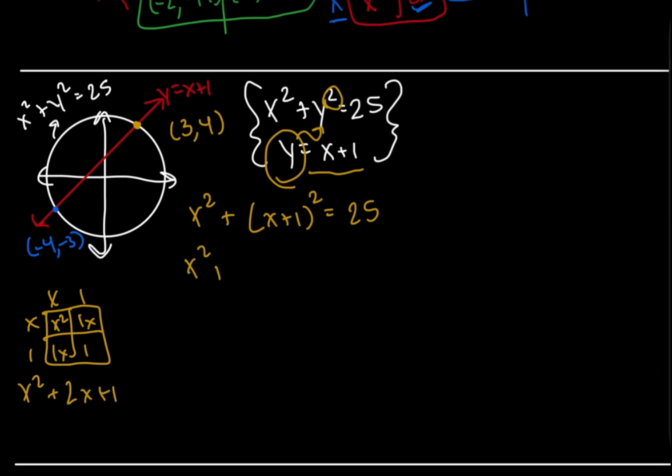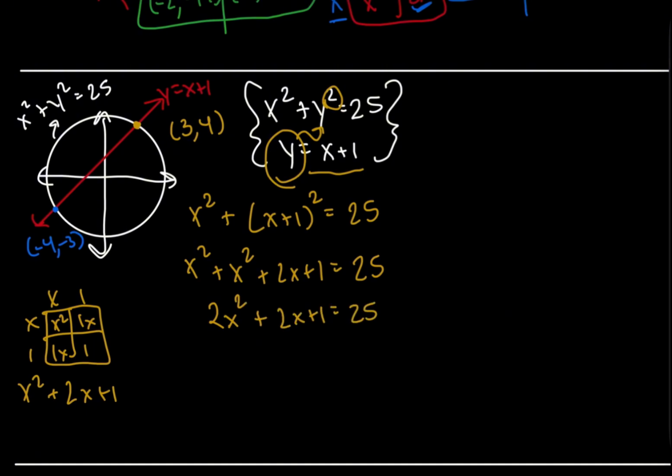So x squared plus 2x plus 1 is equal to 25. Now what we can do is we can first add the terms. So we have 2x squared. So we can add that to get 2x squared plus 2x plus 1 is equal to 25.